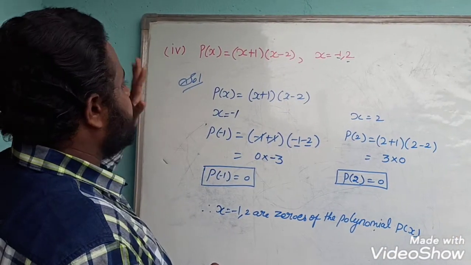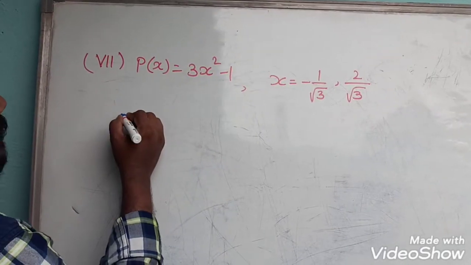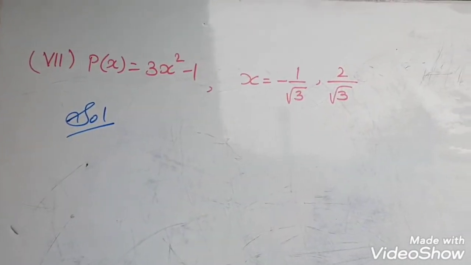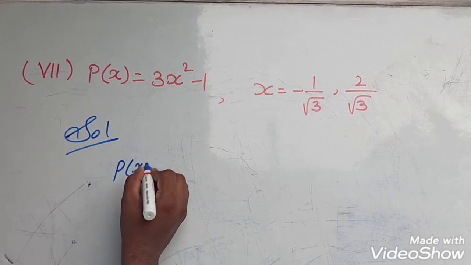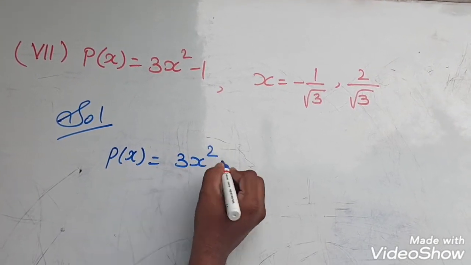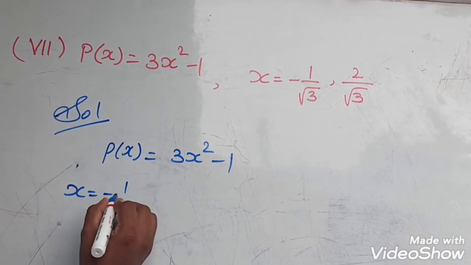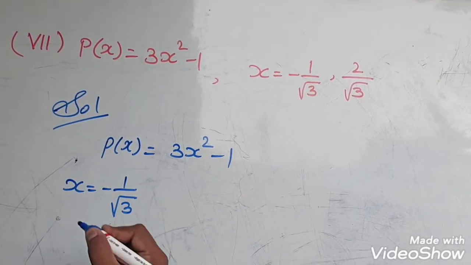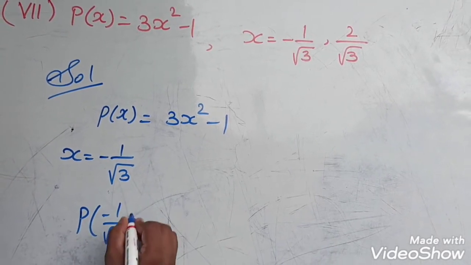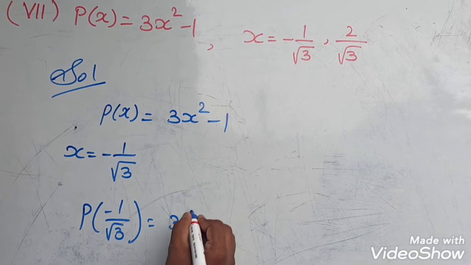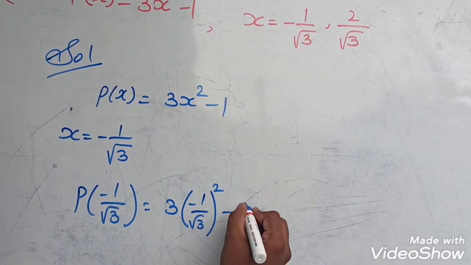Next we move on to question number 7. Fifth question and sixth question, do it as your homework. Seventh question, solution. Here we verify whether these two are zeros of the polynomial P of x. So P of x equal to 3x square minus 1 is the expression. First I substitute x equal to minus 1 divided by root 3. So P of minus 1 divided by root 3 equals 3 into minus 1 divided by root 3, the whole square, minus 1.